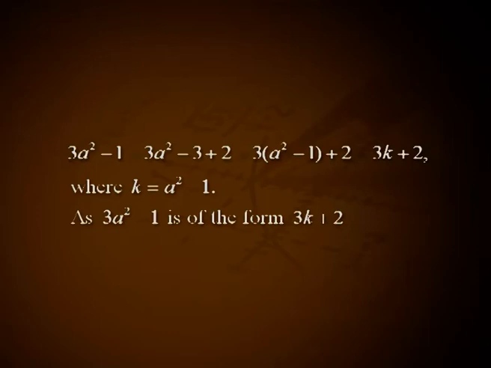Example 2. Prove that 3a² − 1 is never a perfect square. Solution. We note that by Example 1, the square of any integer is either of the form 3k or 3k + 1. Now, 3a² − 1 can be written as 3a² − 3 + 2 = 3(a² − 1) + 2 = 3k + 2, where k = a² − 1. As 3a² − 1 is of the form 3k + 2, it is not a square of an integer.